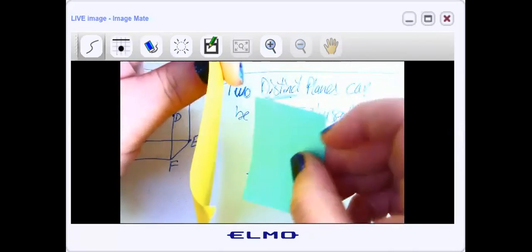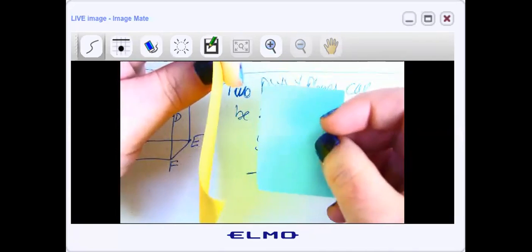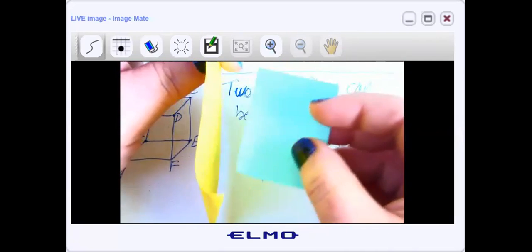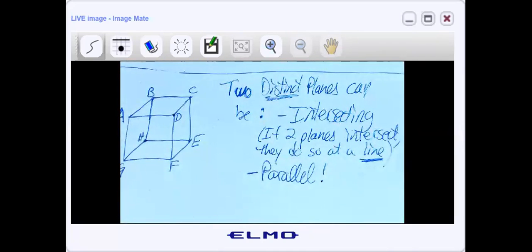Yeah, there is no such thing as skew. You can't get there with planes because they go on forever. So eventually, they're going to crash right in. So the only options for planes is that they are either going to intersect each other or be parallel. You don't get a third choice.